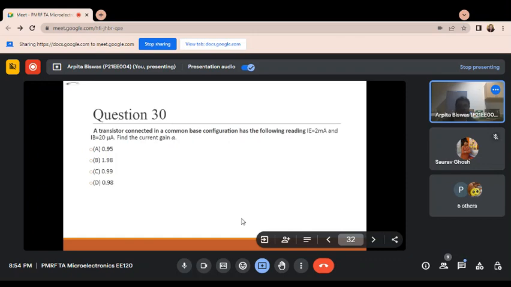What is the right answer? Alpha equal to IC by IE. So here IE is given. So what we have to find? IC by IE, we have to find the IC value. Ma'am, option C will be the right one. 0.99. Okay. Good. Option C is the right option.